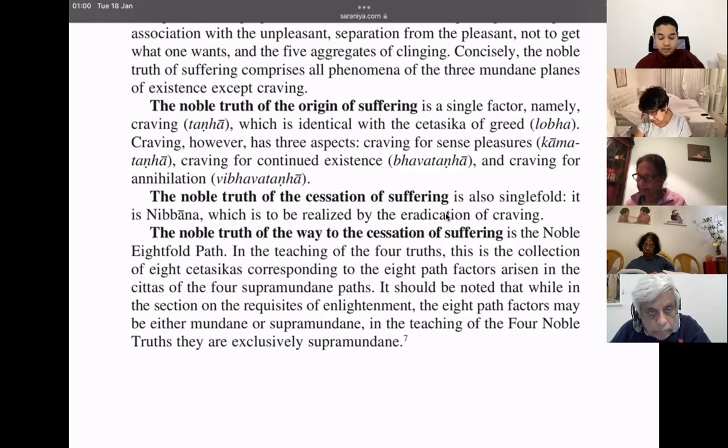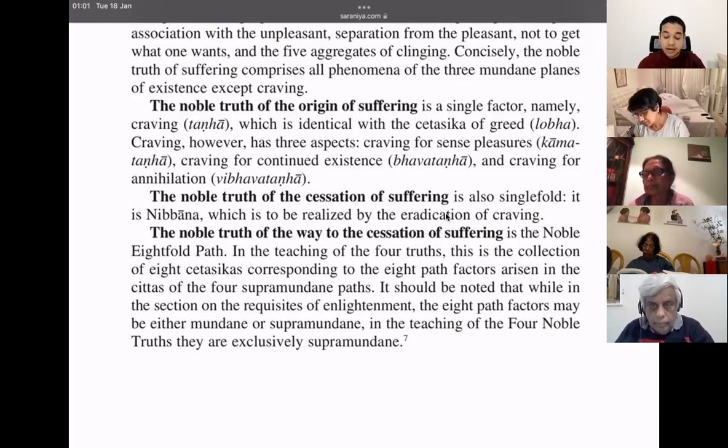Right? It should be noted that while in the section on the requisites of enlightenment, the 8 path factors may be either mundane or supramundane, in the teaching of the Four Noble Truths, they are exclusively supramundane. They are exclusively supramundane.